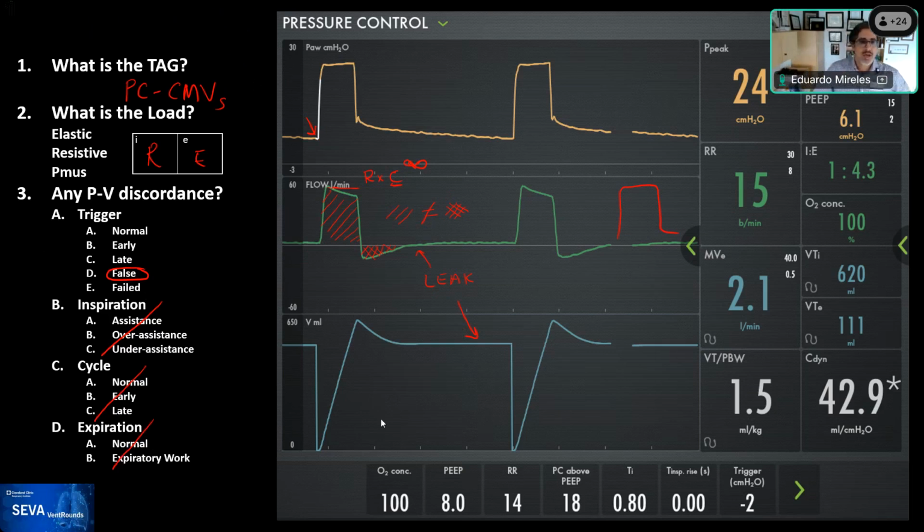So I think the question here, and Ariel brought this up, is, well, now you have this patient that has a very large leak, that has some false triggers. So how do we manage? How do we deal with this patient?